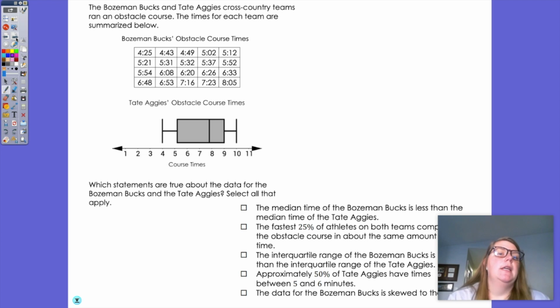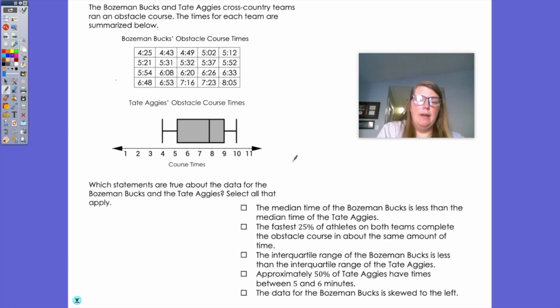Okay, so let's look at an example. The Bozeman Bucks and Tate Aggies cross-country teams ran an obstacle course. The times for the teams are summarized below. Here's the list of times for the Bozeman Bucks, and the Aggies' obstacle course times are displayed in a box plot. We don't know their specific times, but we know those 5 important values. Which statements are true about the data for the Bozeman Bucks and Tate Aggies? Select all that apply, so we're going to pick at least one correct answer.